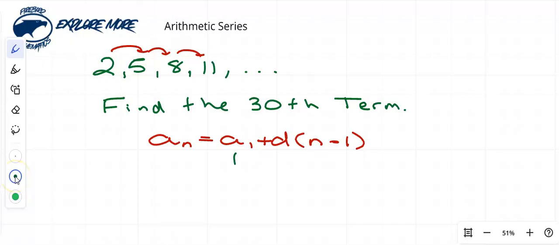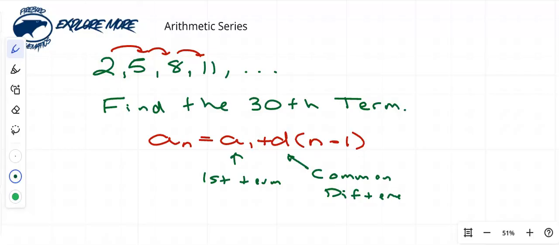Okay, so just to clarify what all these pieces of this puzzle mean: a1 means the first term. d is the common difference. The common difference is the number that we are adding or subtracting by every time. And n is the number of the term that we're trying to find.